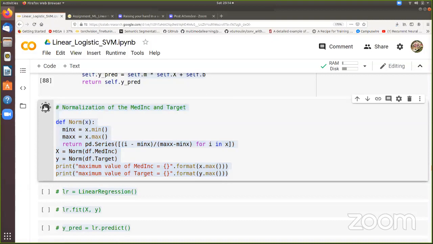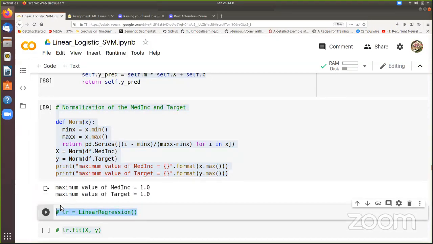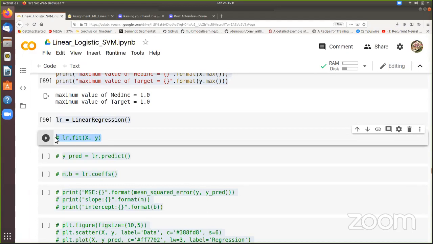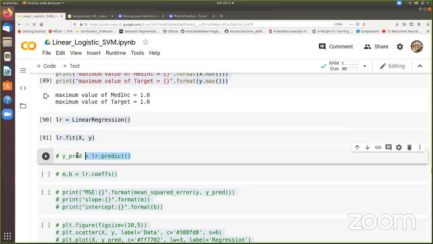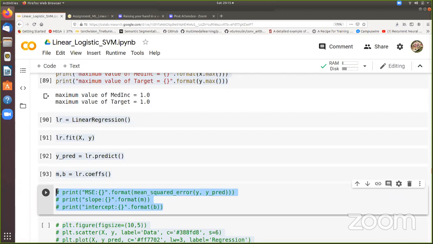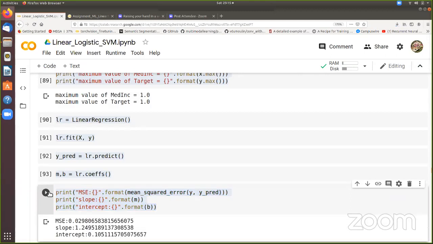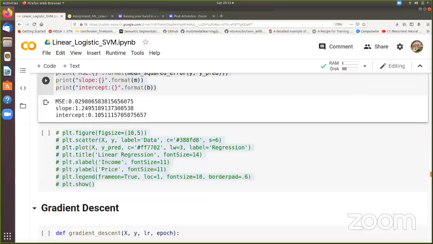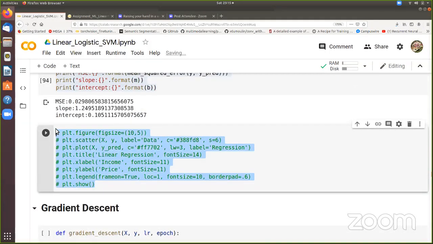Then we do the normalization again, nothing new. We call this class, create an instance, then we fit our data. We predict, and let's see if now our solution matches the scikit-learn solution. Okay, let's print that. And we get exactly the same values as scikit-learn. The slope 1.2 and the intercept 0.1. Okay. So now let's plot the baseline.